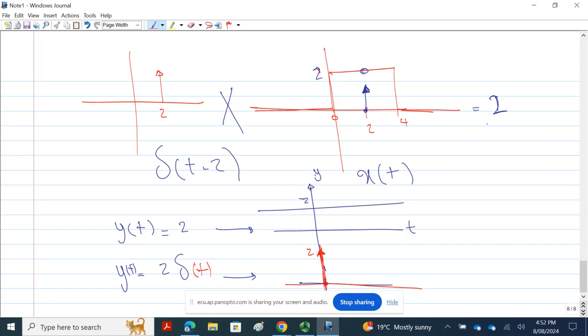Yes? How is the top one wrong? Sorry? Because you are multiplying a sampling tool with a signal and you're getting a number. So you're sending a signal in, what comes out is a number. That's not correct. While at the bottom, you're sending a signal in, what comes out is a signal. So signal, which is the sample.